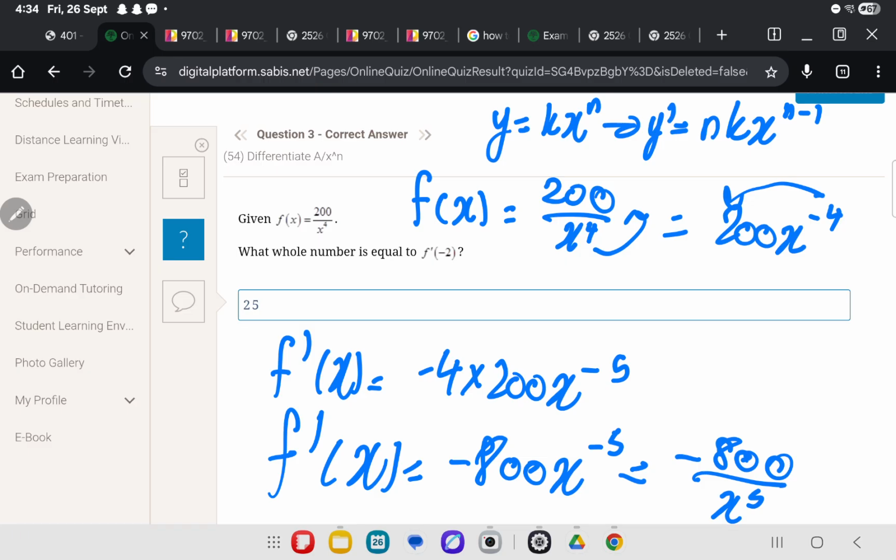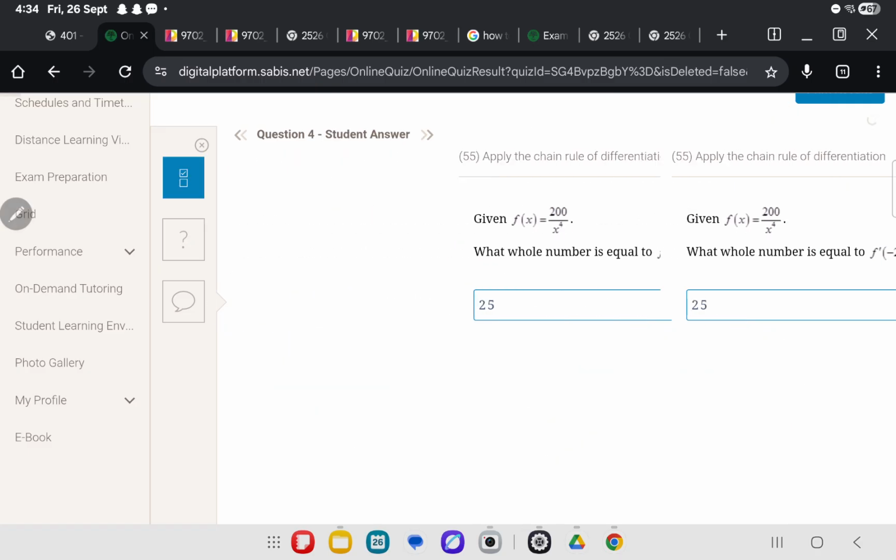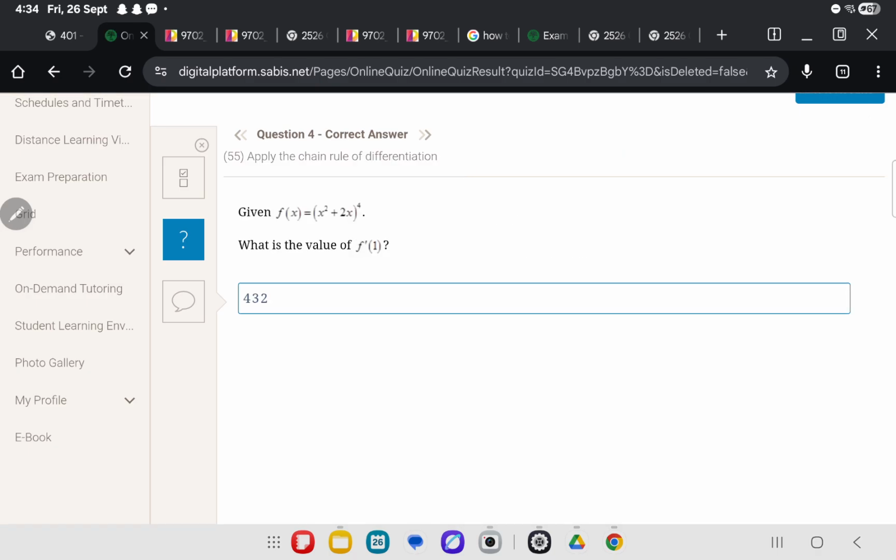Okay, so now I'm going to substitute negative 2 into this. So I'm going to type in negative 800 over negative 2 to the power of 5, equals 25, and that's my answer. Now, question 4.